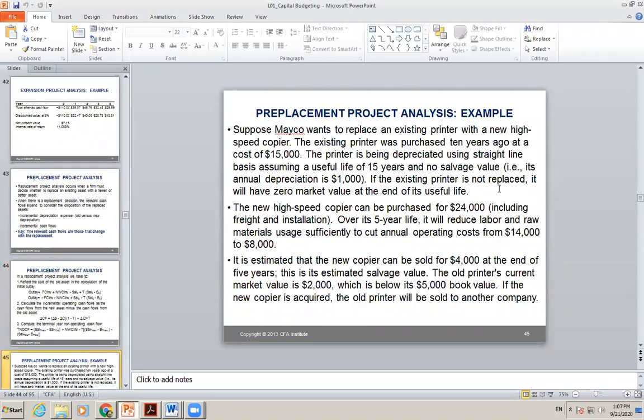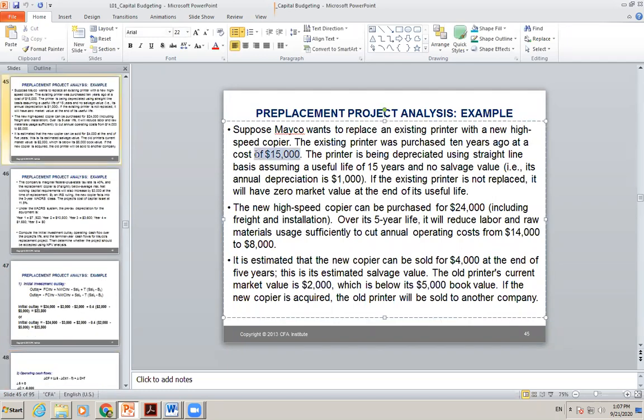So we are giving an example in here. Suppose the company wants to replace the existing printer with a new high-speed copier. The existing printer was purchased 10 years ago for 15,000 bucks. The printer is being depreciated using the straight line basis, so we're going to apply the straight line methodology with the useful life. The life of that printer is 15 years, okay? So if it's 15 years, the depreciation expense will be 1,000.